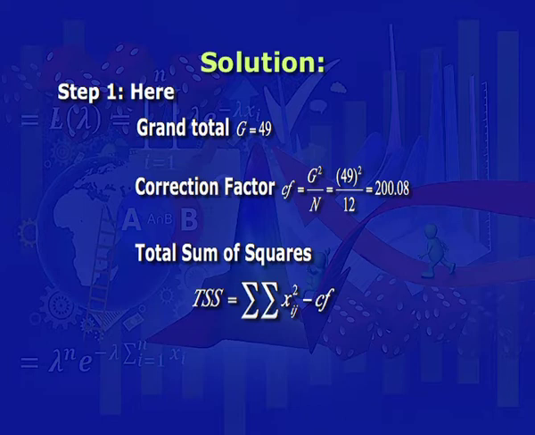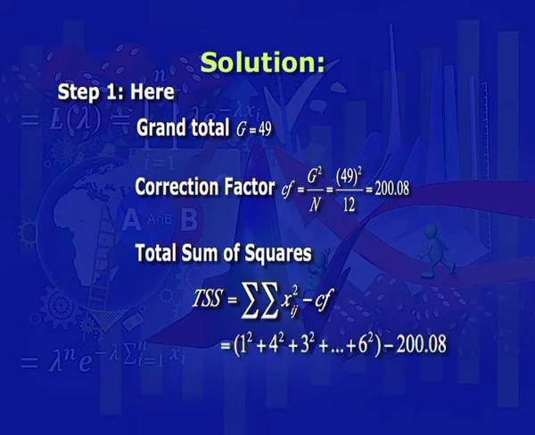Total sum of squares is given by double summation xij square minus CF. Double summation xij square means the sum of squares of every value of all the plots given in the data. So 1 square plus 4 square plus 3 square till the last value 6 square, minus CF, which is 200.08. On simplification, we get total sum of squares equal to 34.92.